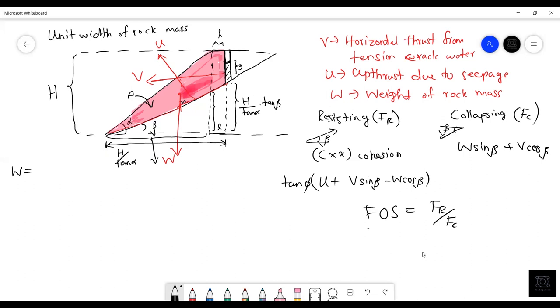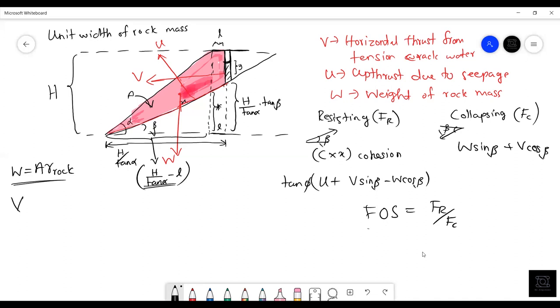This length would be H over tan alpha minus L, isn't it? So this length would be H over tan alpha minus L into tan beta, right? So you can find out. This is simple geometry, right? So you have to find the shaded area, and after finding the shaded area, you have to multiply it by gamma of rock. So you will get the weight. Weight is easy, right?